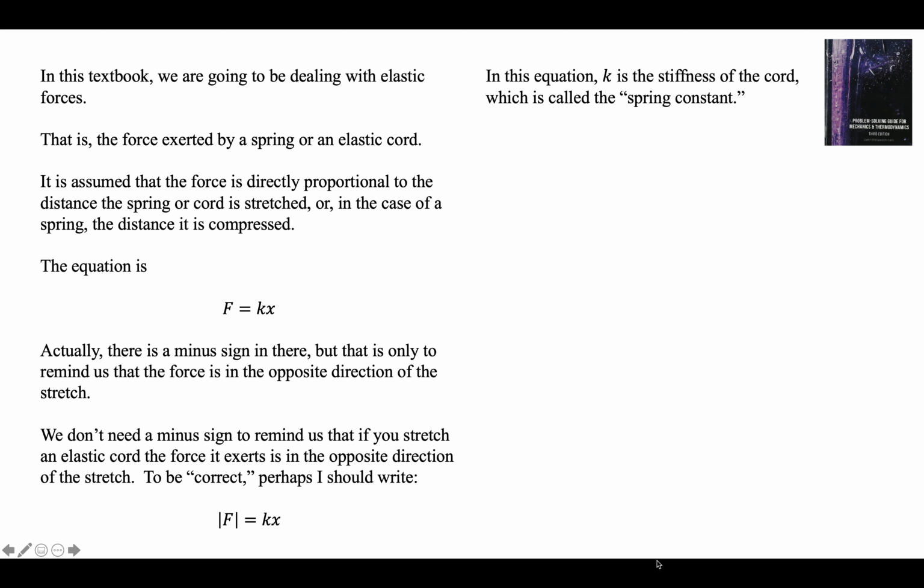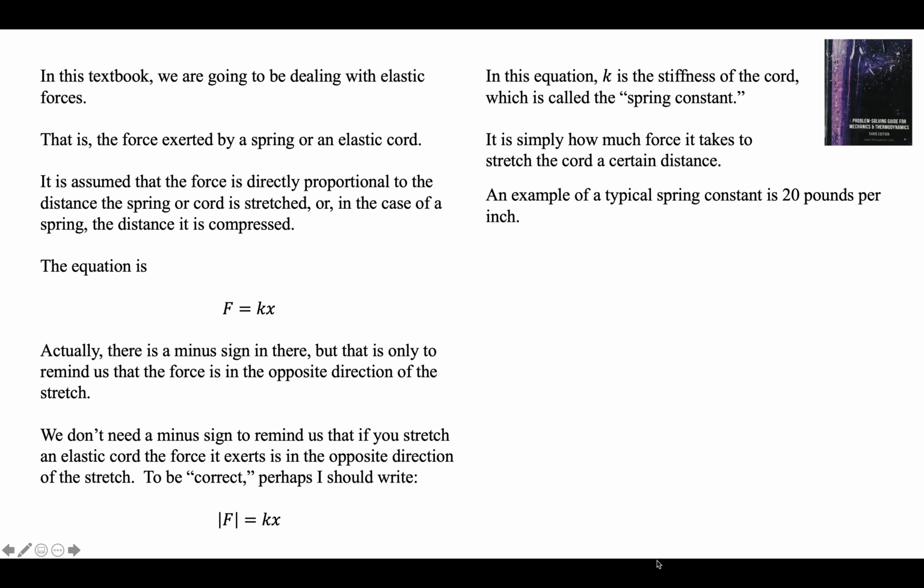K is how stiff the cord is. It's called the spring constant, the stiffness. It's simply how much force it takes to stretch a cord a certain distance. So a typical spring constant, 20 pounds per inch. If a 100-pound weight is suspended from this spring, it stretches a distance of 5 inches. If a 10-pound weight is suspended from this spring, it stretches half an inch.